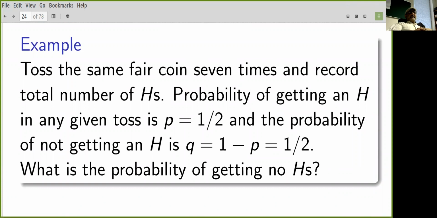So you're going to toss a fair coin in the air 7 times and record the total number of heads that you get. Probability of getting an H in any toss is P equals 1/2. Probability of not getting an H, getting a tail, is Q equals 1 minus P. In this case, that's the same, 1/2. What's the probability of getting no H's?